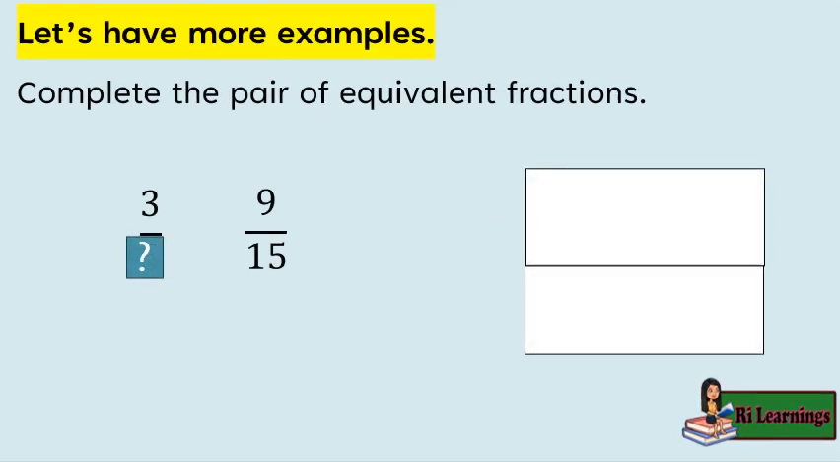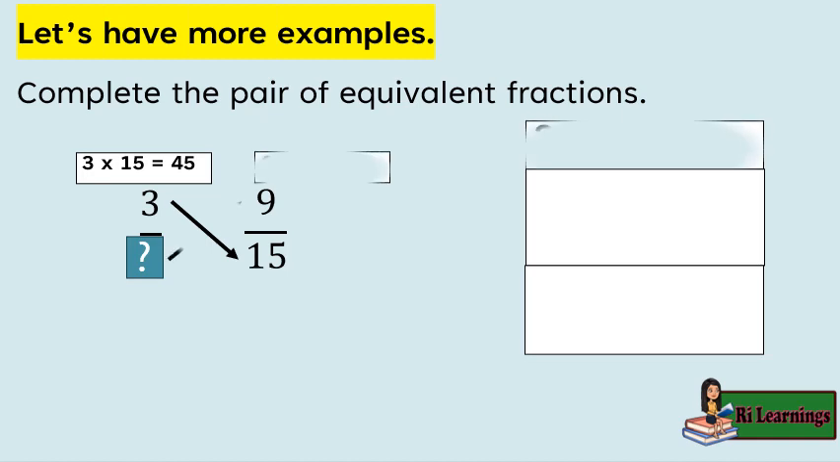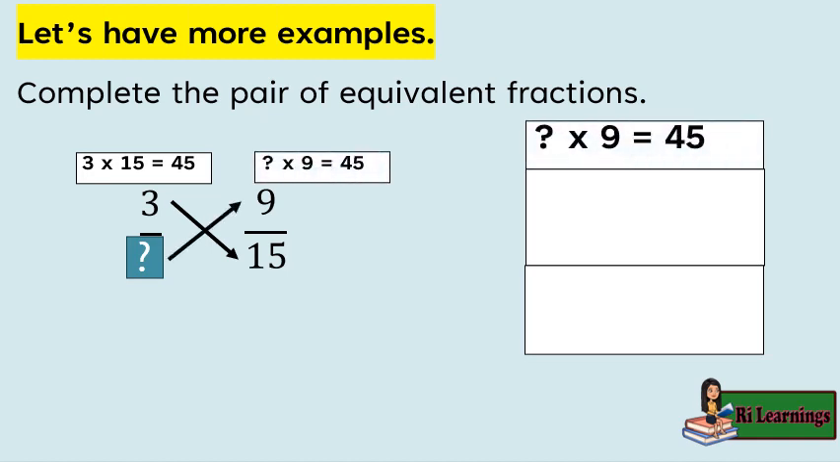Let's have more examples. Complete the pair of equivalent fractions. In the previous example, we determined that equivalent fractions have the same product by the cross-multiplication method. 3 times 15 equals 45. To find the missing denominator, we will have the equation 9 times the missing number equals 45. We can cross-multiply the 9. 45 divided by 9 equals 5. The missing denominator is 5.